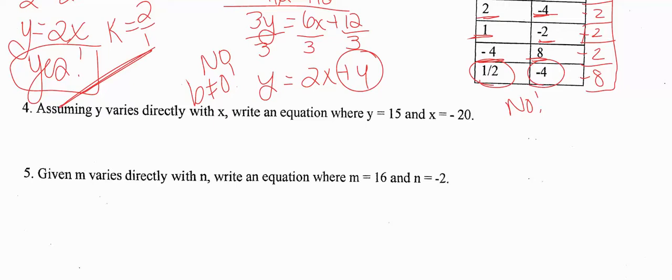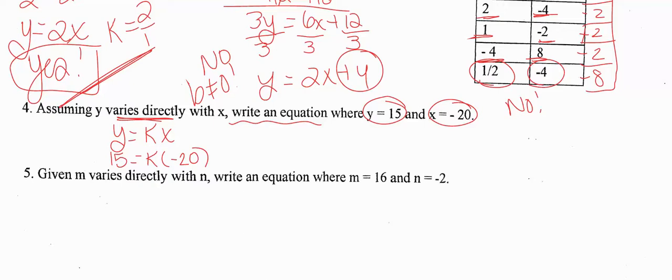If I look at number 4, it says assuming y varies directly with x. Stop. Whenever I see varies directly, I write y equals kx on my paper. It says write an equation where y is 15 and x is negative 20. So I'm going to write y is 15 and x is negative 20. And now I'm going to solve for k. So I'm going to divide by negative 20 on both sides. I'm going to type this in my calculator, 15 divided by negative 20. You're going to tell me I get negative 3/4, or you can say k equals negative 0.75.